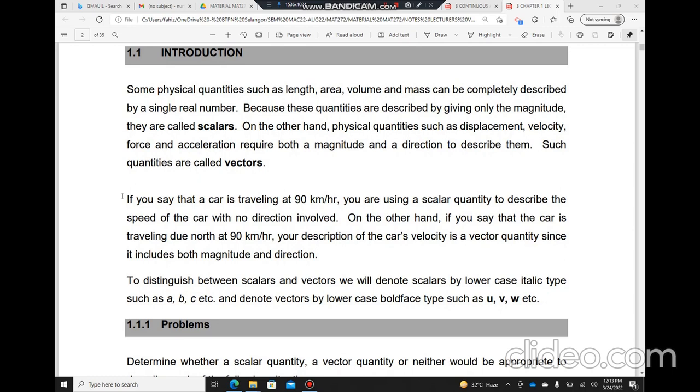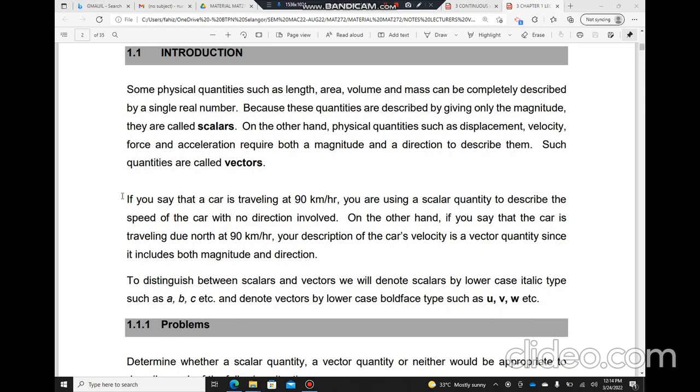If you say that a car is travelling at 90 km per hour, you are using a scalar quantity to describe the speed of the car with no direction involved. On the other hand, if you say that the car is travelling due north at 90 km per hour, your description of the car's velocity is a vector quantity since it includes both magnitude and direction. To distinguish between scalars and vectors, we will denote scalars by lowercase italic type such as a, b, c, etc. and denote vectors by lowercase boldface type such as u, v, w, etc.